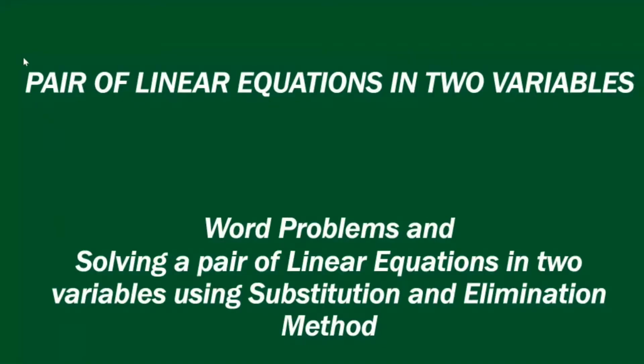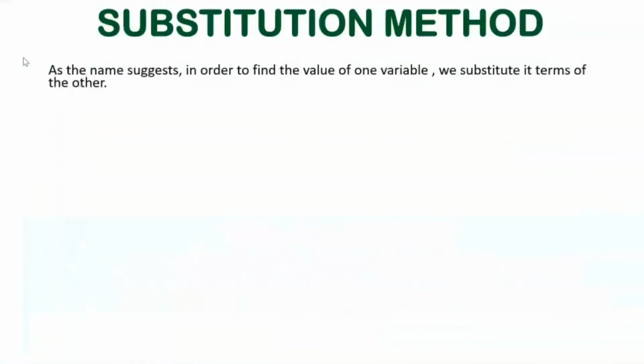method. Now, the substitution method, as the name suggests, is the method in which we take out the value of one variable from one equation and substitute it in the other so that we get a linear equation in one variable only and solve it to get the answer. So let us see the method. It's the simplest possible method that can be taught.